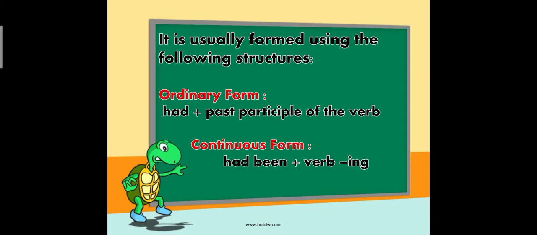It is usually formed using the following structures. In ordinary form, you need to put had plus the past participle of the verb. The past participle of the verb, as you have noticed, you can see on the pictures that I've shown to you a while ago. While in the continuous form, had been plus the verb and add ing.